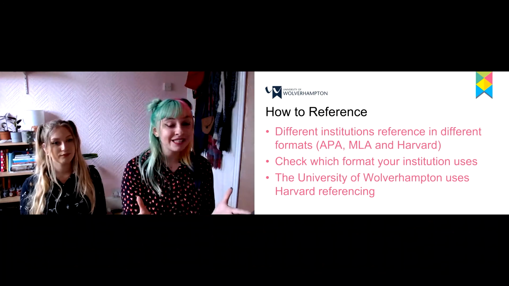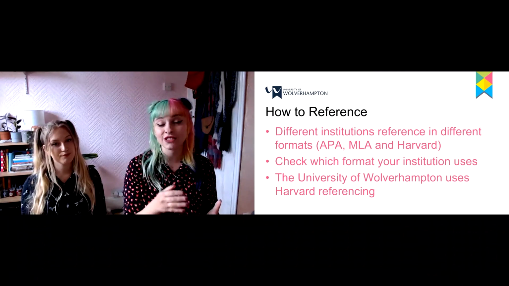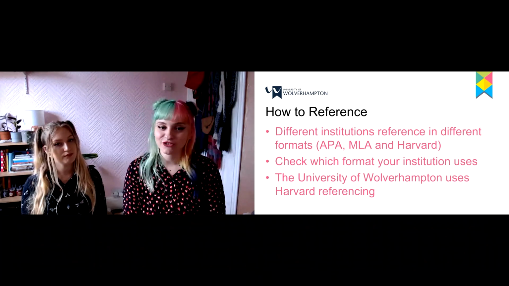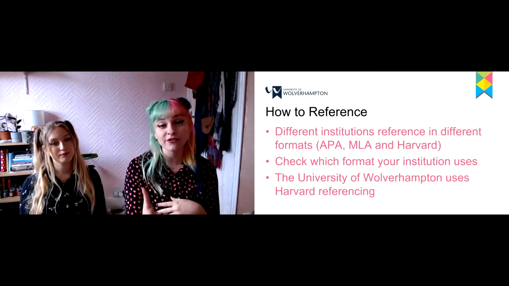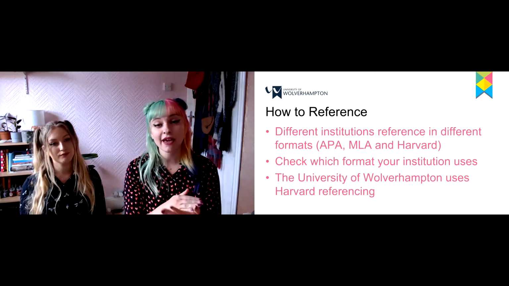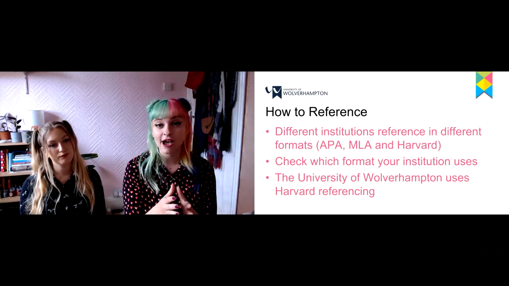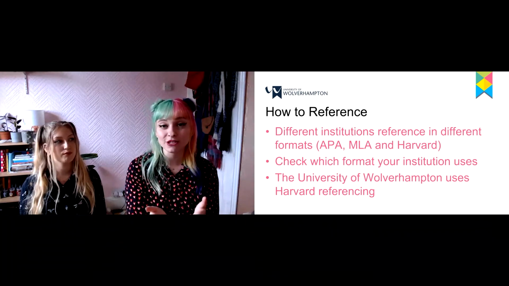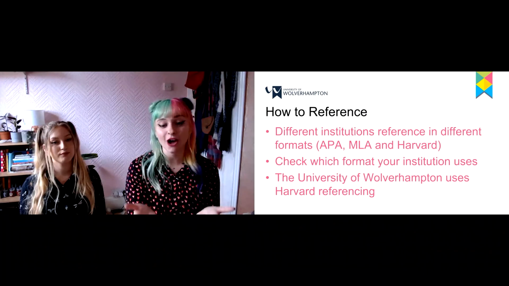There are many different ways to reference, and it all depends on your institution, as different institutions have different referencing formats that they prefer. We have APA, MLA, and also Harvard referencing. So it's vital that you check with the institution that you're at what kind of referencing they prefer, and on their website usually they'll have a detailed bit where they explain what kind of referencing they want you to use, and also all about the referencing and how specifically they want you to do this referencing. So do make sure you check your institution's website, as it'll have all the details on there. Like at the University of Wolverhampton, we use Harvard referencing.